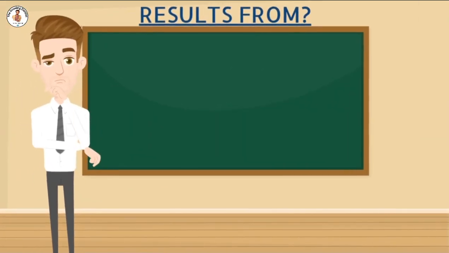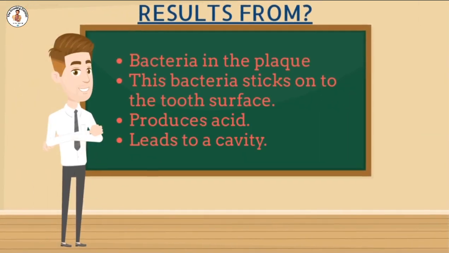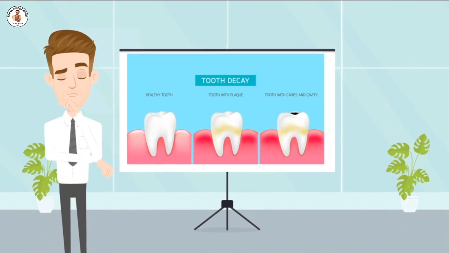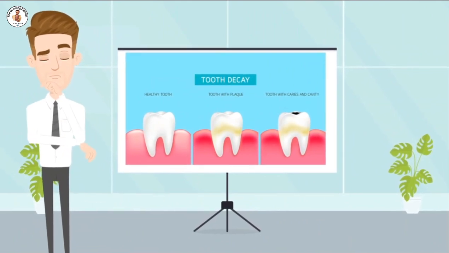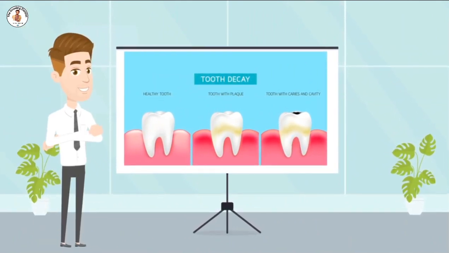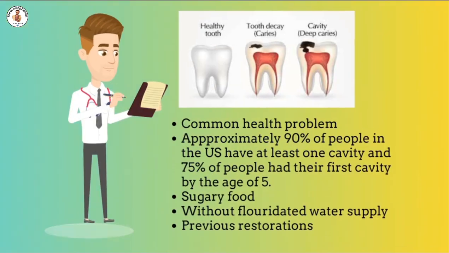Decay results from the action of bacteria that live in plaque, which is a sticky, whitish film formed by a protein called mucin in saliva, and sugary substances in the mouth. The plaque bacteria sticking to tooth enamel use the sugar and starch from food particles in the mouth to produce acid. This acid breaks down the tooth surface and results in the cavity.